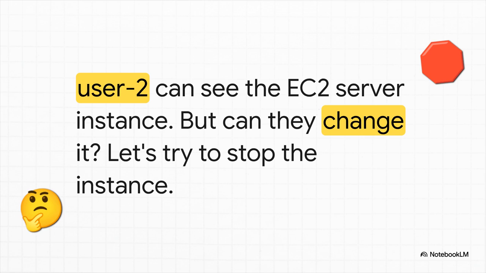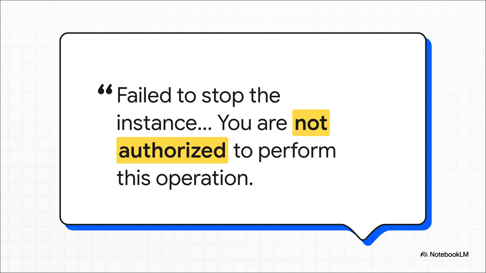Read only is the key phrase here. What do you think happens if they try to actually do something, like try to stop that server? Denied. Again. And this is so important. User 2 gets an instant failure message. They can look, but they can't touch. This shows you just how granular, how specific you can get with these policies. It's not just about can you see this service, it's about what tiny specific actions you can take inside it.